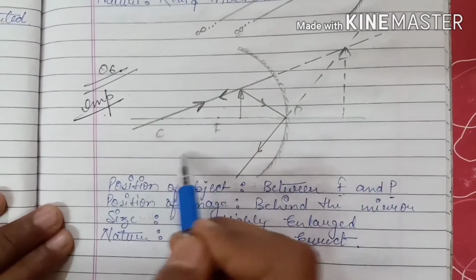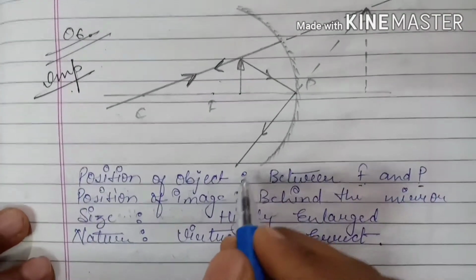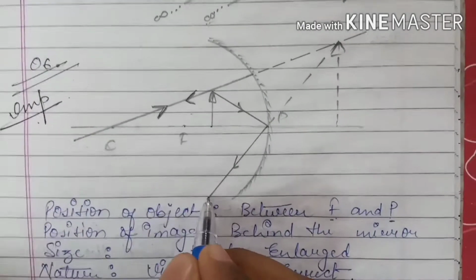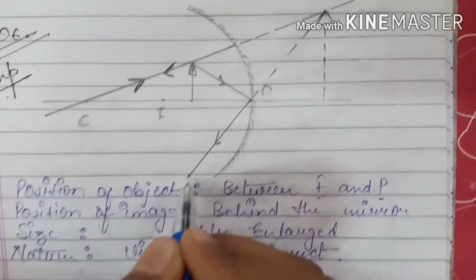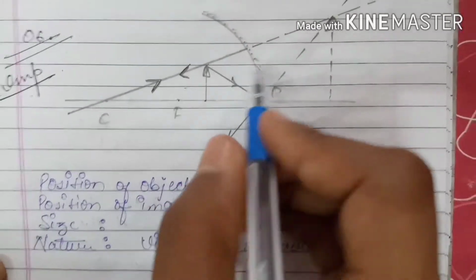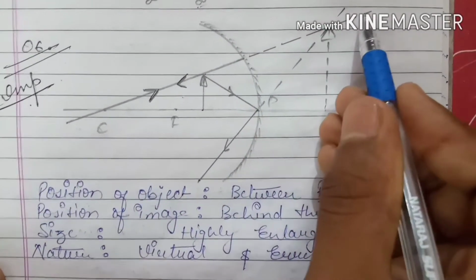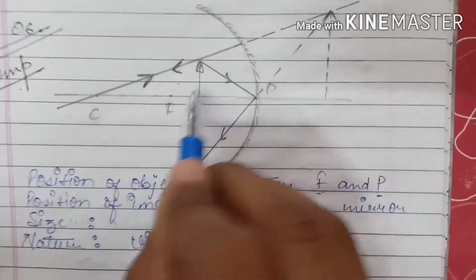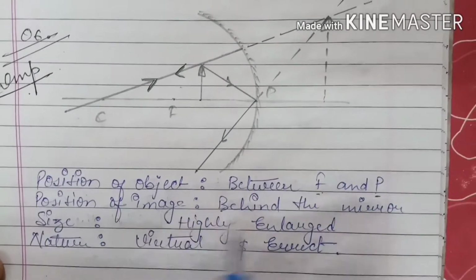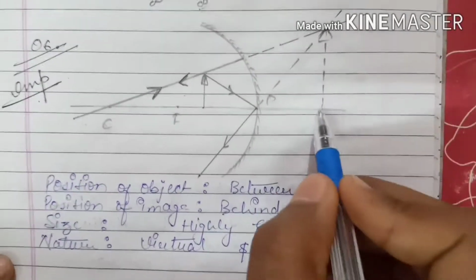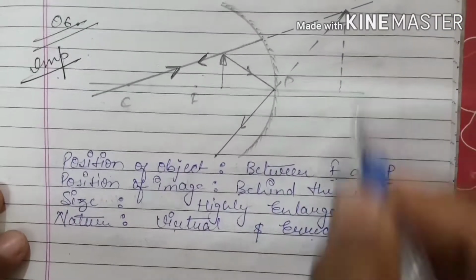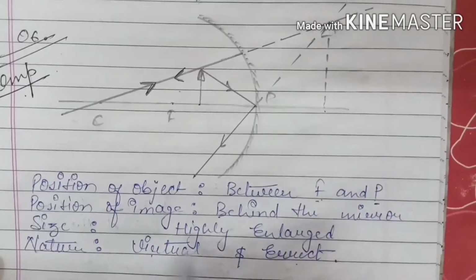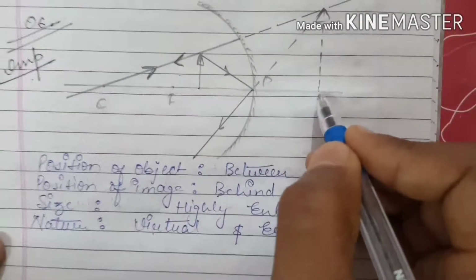On this side, in the left part of the mirror, these two are diverging rays, they are not meeting anywhere, we can see that. So when we trace the path on the back side of the mirror, we will see that they are meeting. So we can say that the image will be formed behind the mirror. I have written here position of image behind the mirror, and it will be a virtual and erect image. You can see it is erect, and erect is always virtual. The size will be highly enlarged, which is visible in the ray diagram.